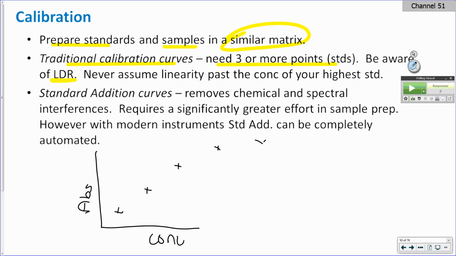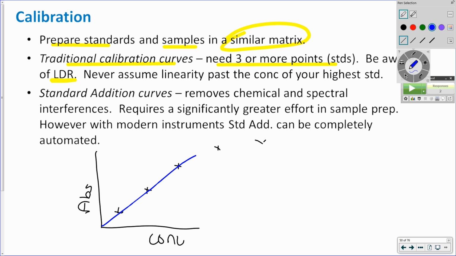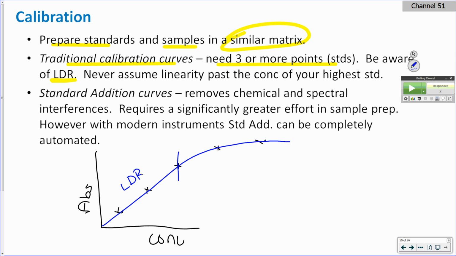Okay, so it may start off nice and linear, but typically you get an order of magnitude and then it's going to start to deviate from linearity, and soon it's going to flatline. So we want to make sure that we're in this linear range, the linear dynamic range, whatever this window is. That's where we want to be doing our analysis.